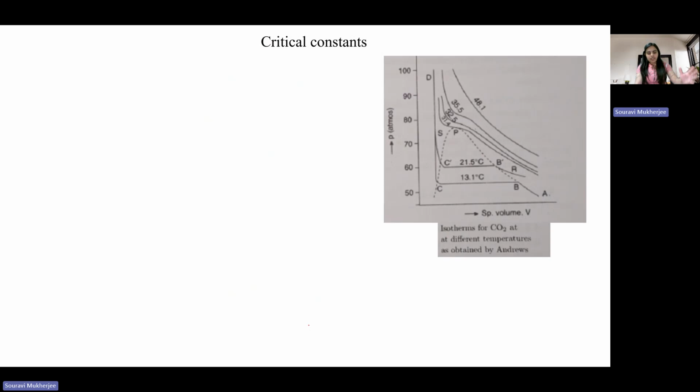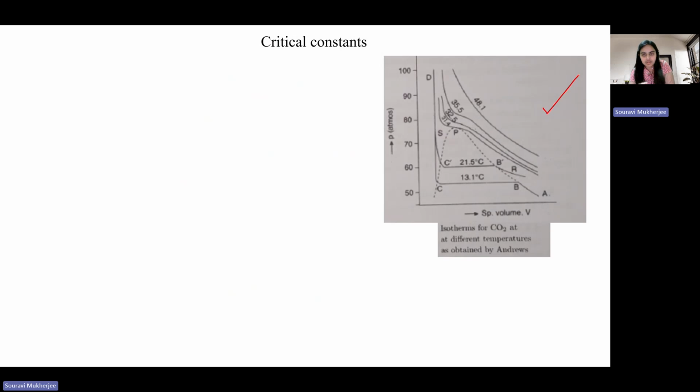Now once you have the equation of state, you would always want to see how the phase diagram typically looks. Experimentally, this was shown by Andrews, that this is how the different isotherms for CO2 look at different temperatures, P versus V. What you see here is what you get experimentally.